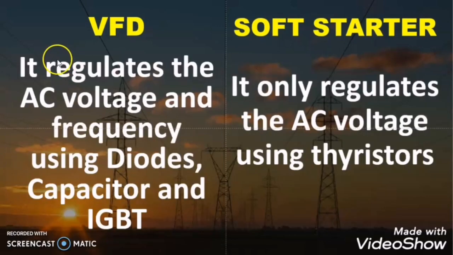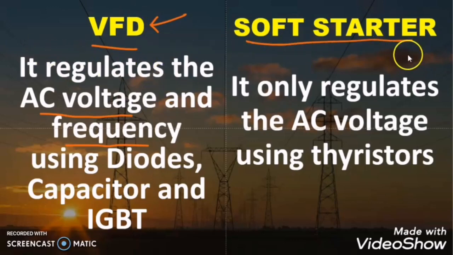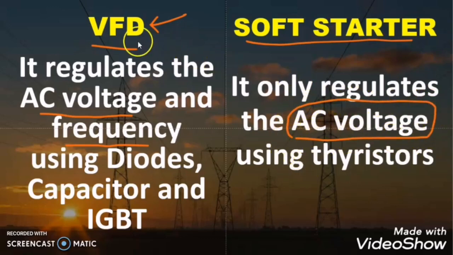The third difference between the VFD and soft starter is that the VFD controls the speed of the motor by changing voltage and frequency, which I clearly discussed in my previous video. In the soft starter, as we discussed, it is only regulating the voltage of the motor. So VFD is changing voltage as well as frequency, but the soft starter only regulates the voltage of the induction motor in order to give soft starting and soft stopping of the motor.